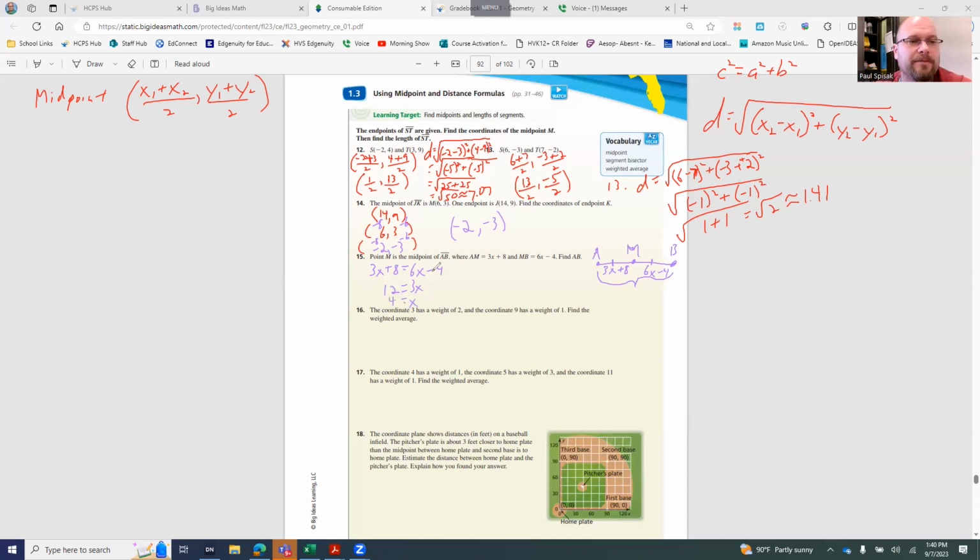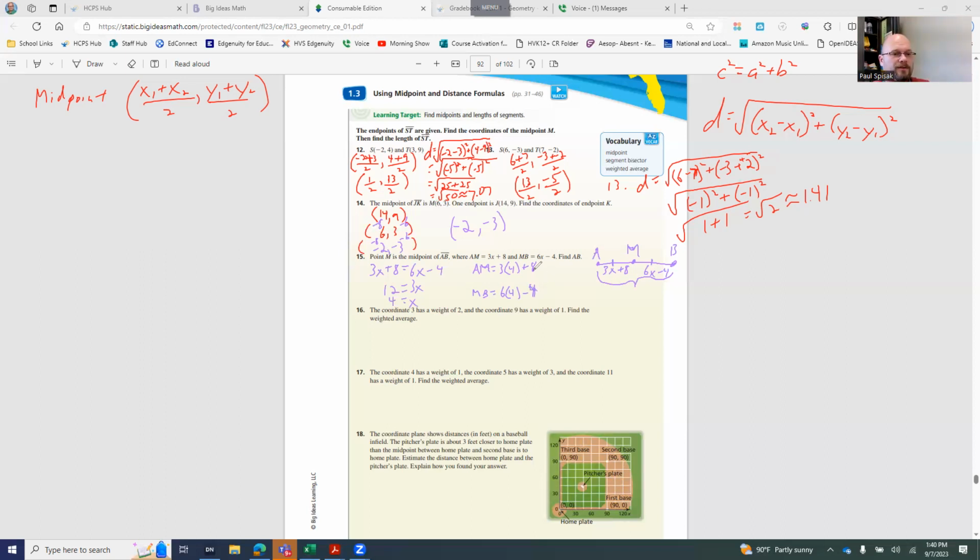Again, we don't stop there. You take x and we plug it in. So plug x in to the equation for either one of those. We should get the same thing since they're supposed to be congruent. But AM is equal to 3 times 4 plus 8. Again, we can check our work by doing both. So MB will be done by doing 6 times 4 minus 4.